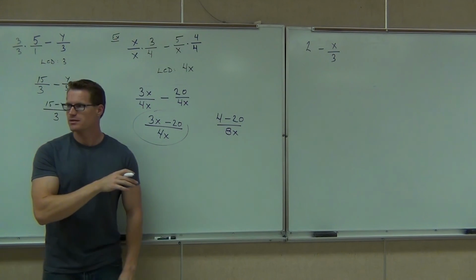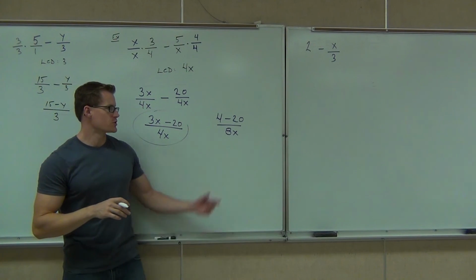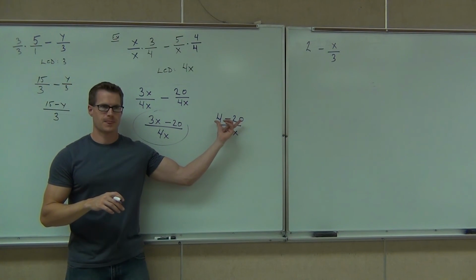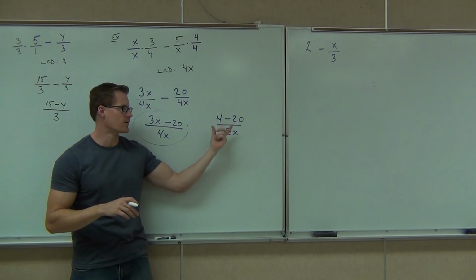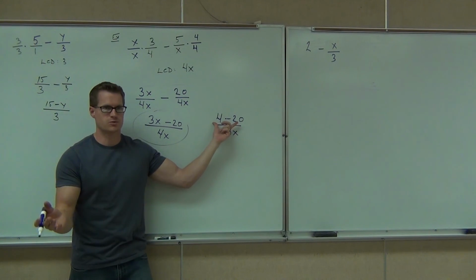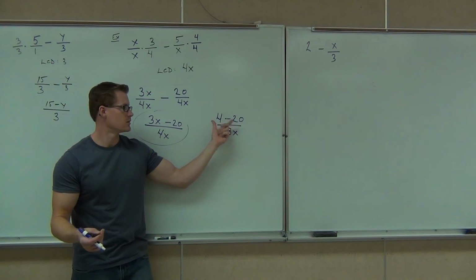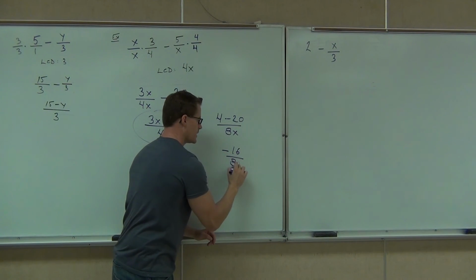How about this one? I think this is going to answer your question. Firstly, there's no x up here, right? Let's pretend we got down to this far. It's like some imaginary problem. We got down to here. Can you do 4 minus 20? Of course. Don't forget you know how to subtract. How much is that going to be? Negative 16 over 8x. Do you agree?